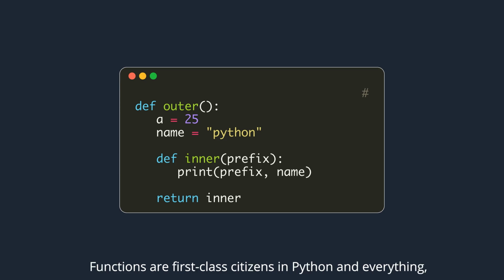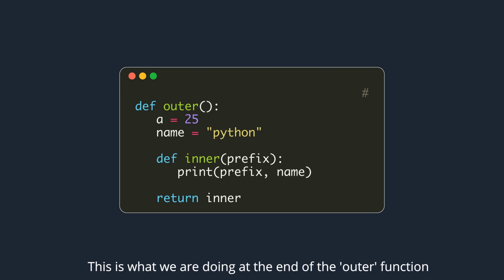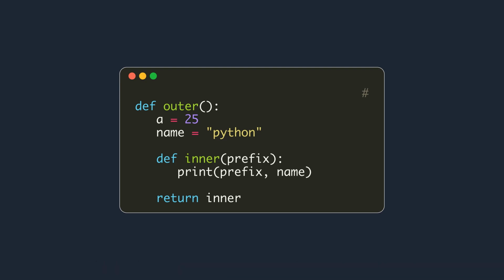Functions are first-class citizens in Python, and everything, including functions, are objects in Python. This means you can do anything with a function that you normally do on an integer or string object, including returning it from a function. This is what we are doing at the end of the outer function. We are returning the reference to the inner function object.